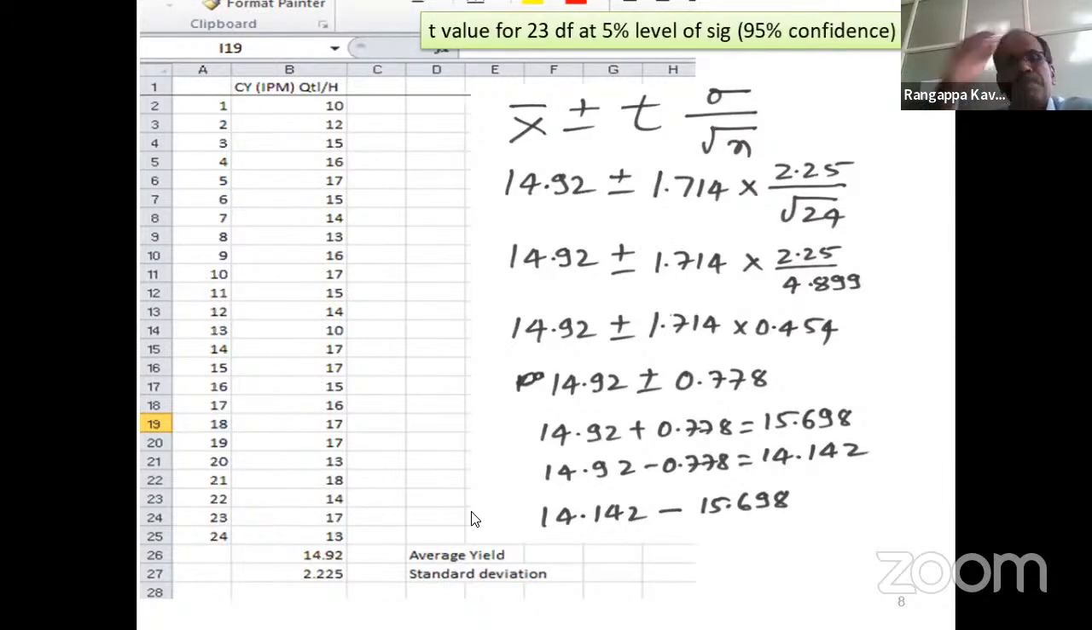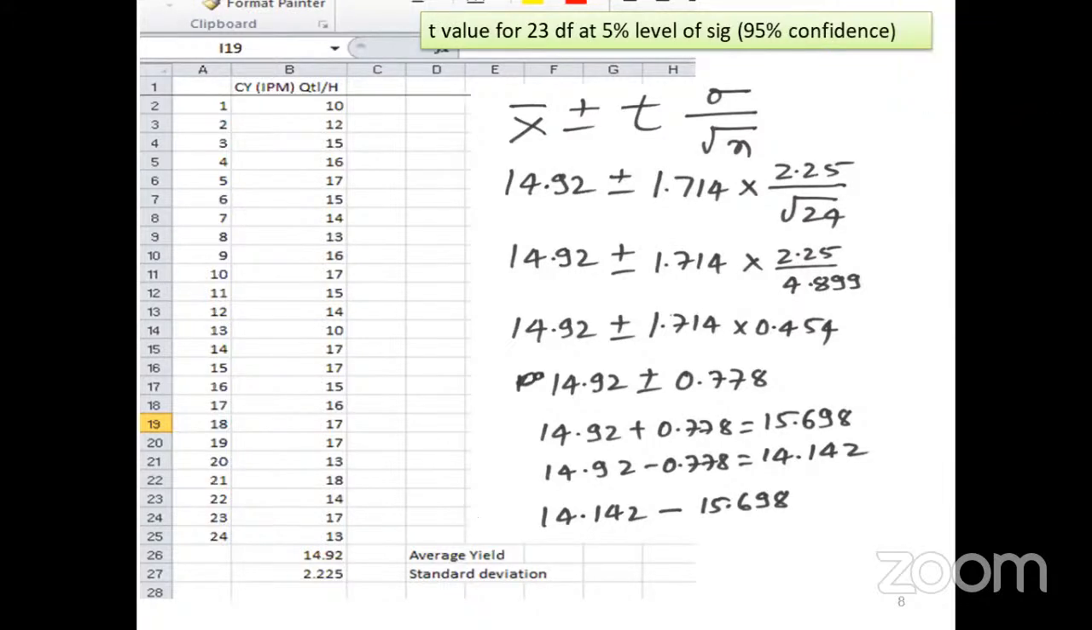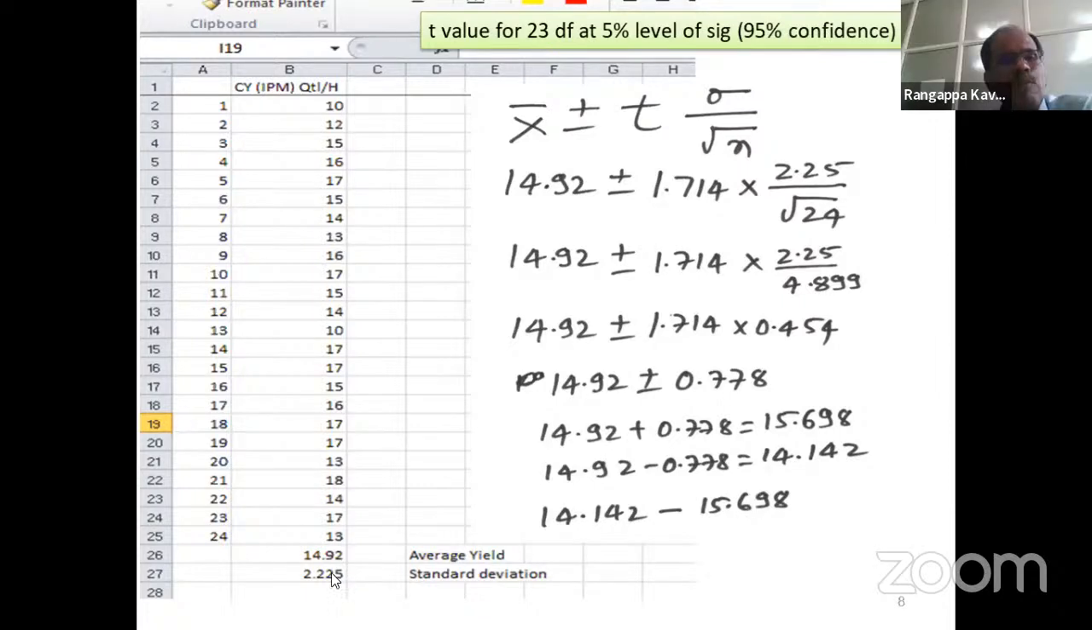Here you could observe, the same 14.92 is here. I have taken the formula x bar plus or minus t sigma over root of n. Things are very clear here. x bar is the arithmetic mean. I have taken it as 14.92 plus or minus this t, 1.714. It is the table value.